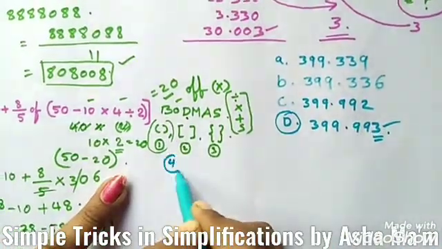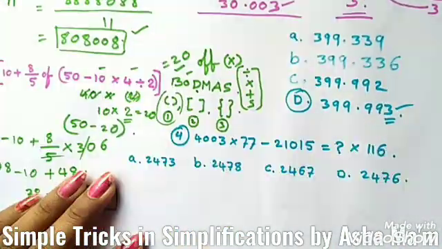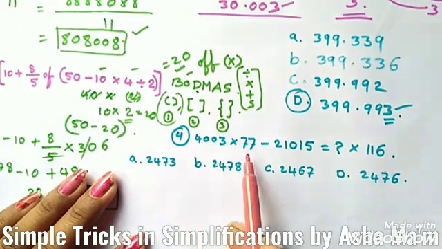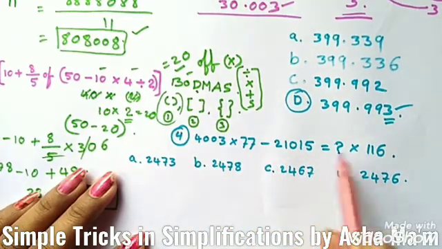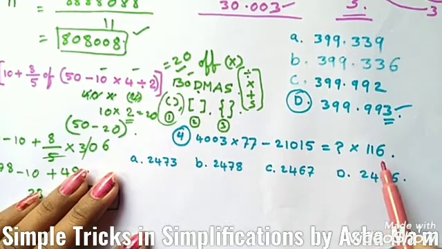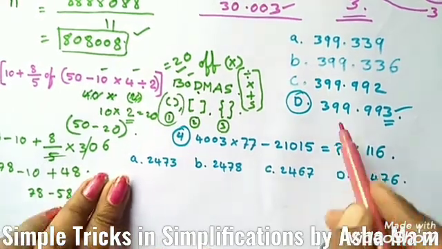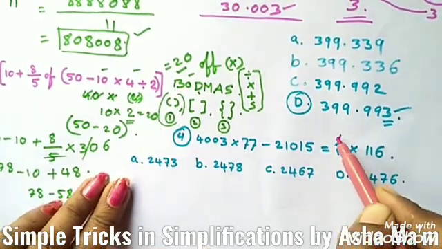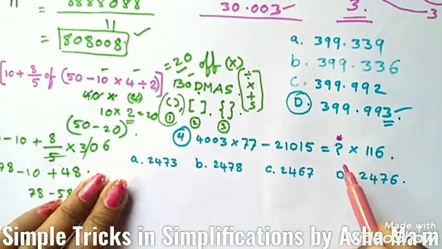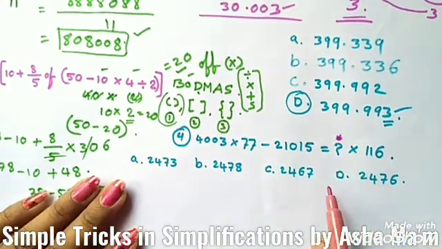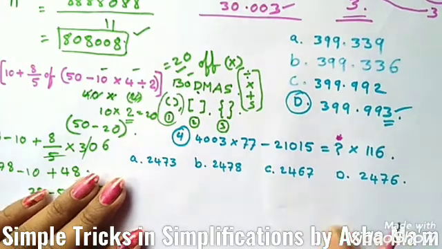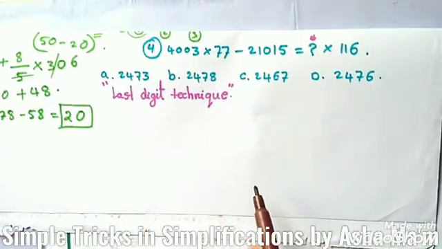I'm going to write here question number 4. 4003 into 77 minus 21015 is equal to question mark into 116. We have to find out the number which is present in the place of the question mark. These are the options. Now students, use the last digit technique for this question.